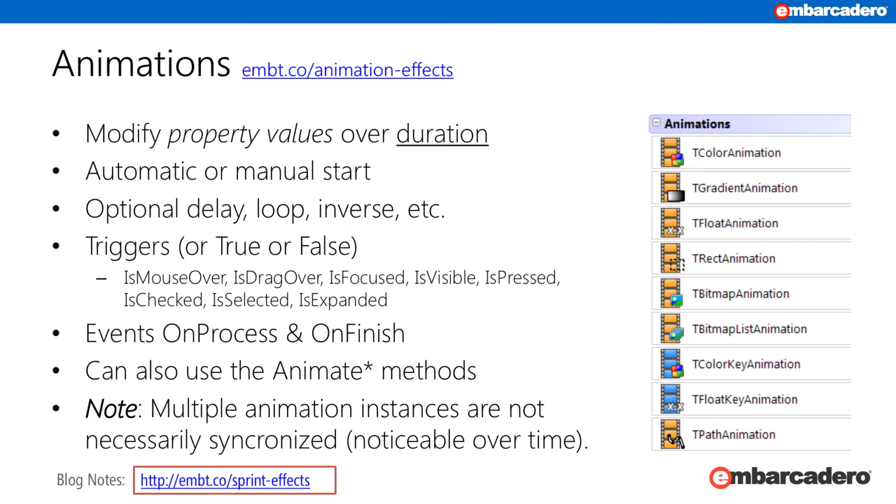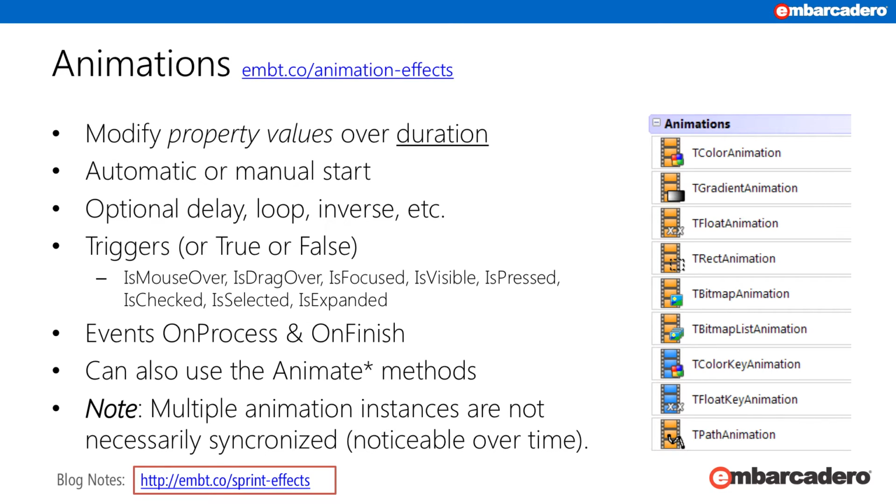The one exception to that is the bitmap list animation, and that one is almost like a film strip, where you give it a series of bitmaps and it just animates through those bitmaps. And then the other ones, like I said, they change from a start value to an end value. You have events of OnProcess and OnFinish. So OnProcess occurs while it's processing, and then OnFinish occurs when it finishes.